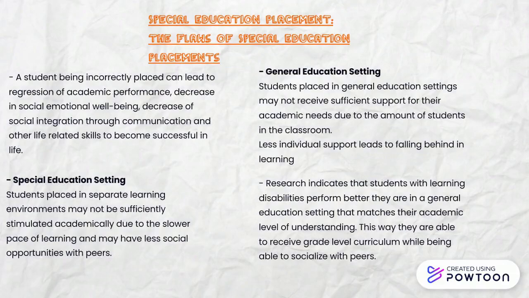The flaws of special education placements. A student being incorrectly placed can lead to the regression of academic performance, a decrease in social emotional well-being, and a decrease in social integration through communication and other life-related skills to become successful in life.